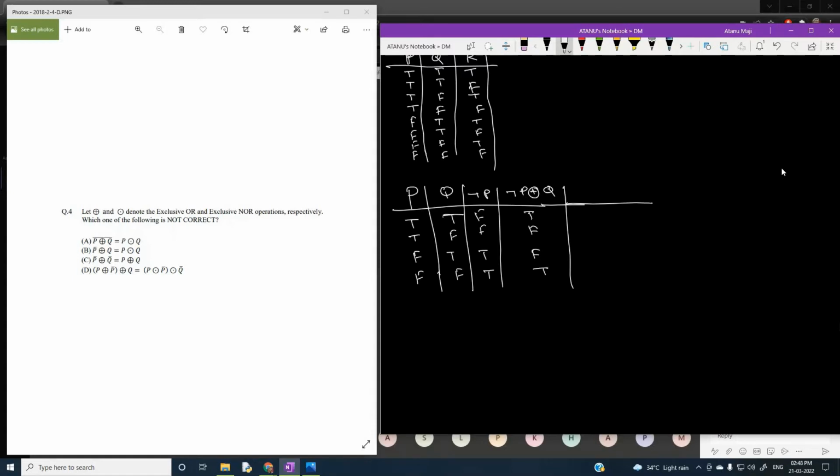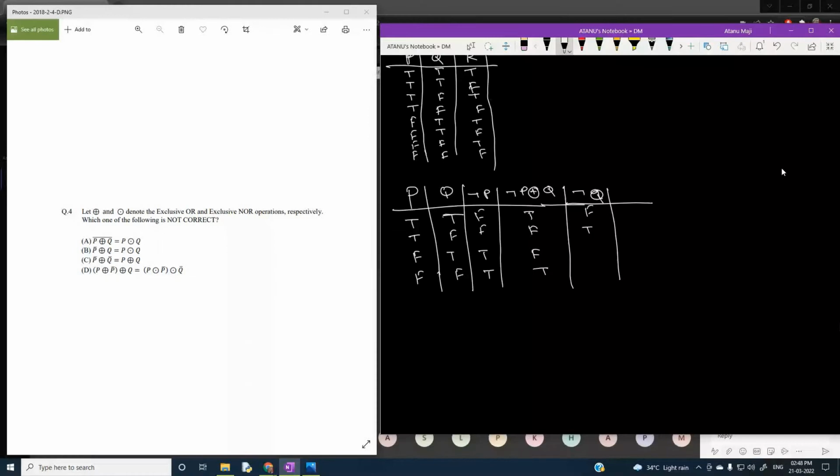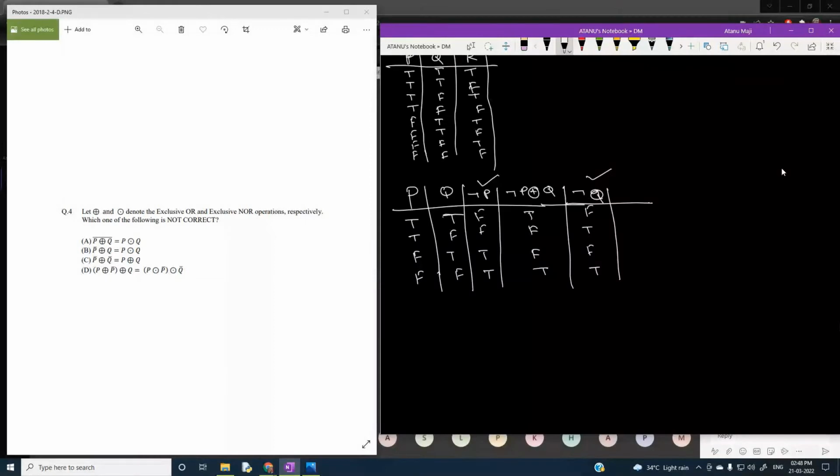Next one is negation P XOR negation Q. So the negation P column is there, so make another column for negation Q. You can see that Q has the values TF, TF, so negation will be FT and FT. Now for the third option, we have to take the XOR between negation P and negation Q. The concept of XOR is that when exactly one is true, the result should be true, right? But for the first row, you can see both are false, so the result should be false.